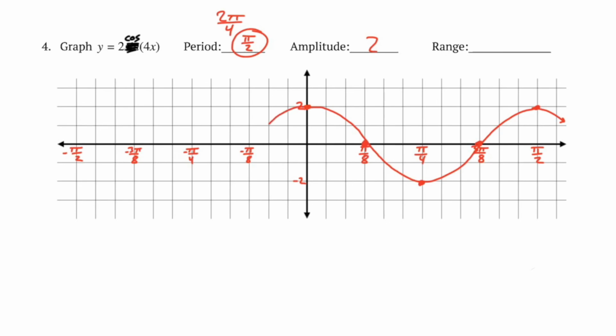Keeping that pattern going to the left, it would have to hit its equilibrium point, and then its minimum point here at negative pi over 4, and then back to equilibrium, and then back to its maximum point. Again, with the range, it's going up to its maximum, the amplitude is 2, and then all the way down to its minimum, which is negative 2. So I'll write that as bracket negative 2 comma 2.